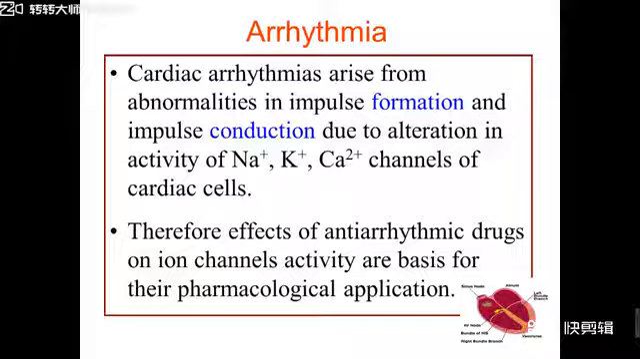Arrhythmias are also due to alteration in the activity of these channels, such as sodium, potassium, and calcium channels. Therefore, the effects of antiarrhythmic drugs on ion channel activity are the basis for their pharmacological application. So later we will study antiarrhythmic drugs: they are sodium, potassium, and calcium channel blockers.